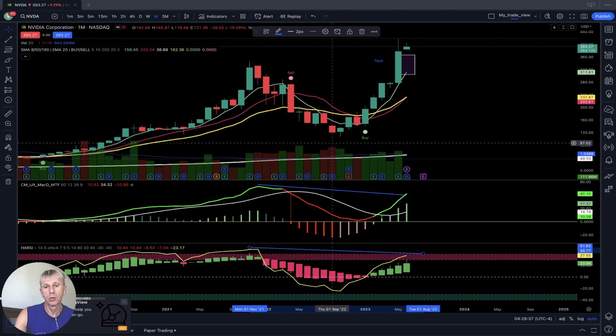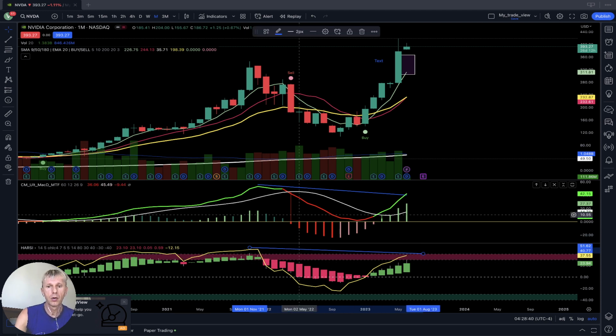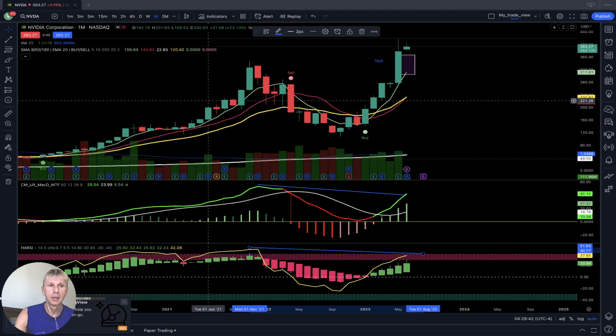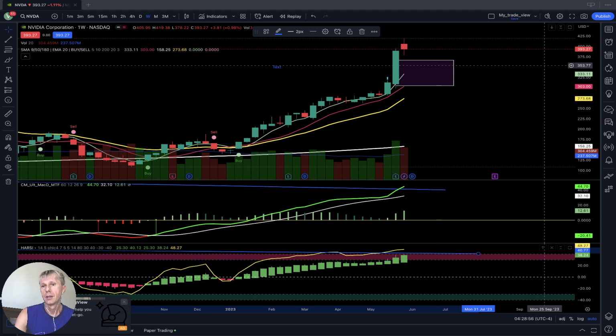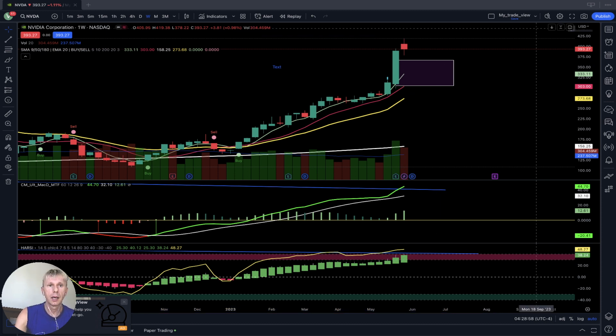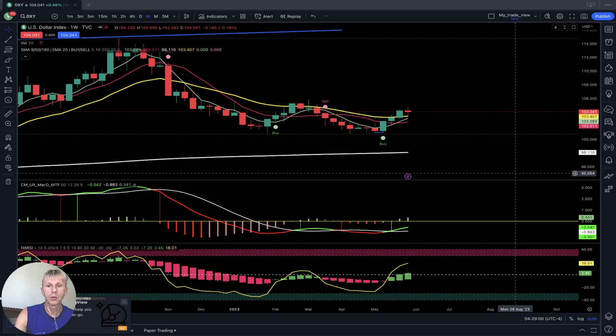Weekly, it is still bullish. Bullish trend, RSI in the overbought territory. Let's see weekly. Weekly, it is bullish trend, RSI very overbought territory. That's all.